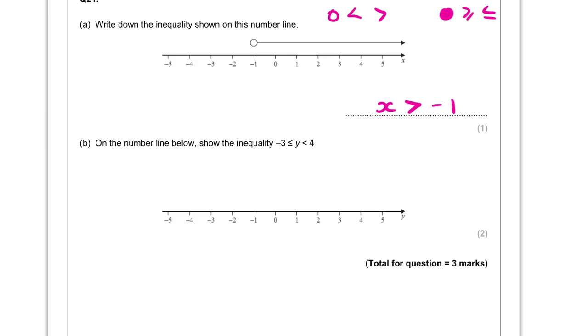Now here, minus 3 is less than or equal to y. So that means where minus 3 is, it's a solid circle. And it's just less than 4. So I just have a normal circle and I can draw my number line.